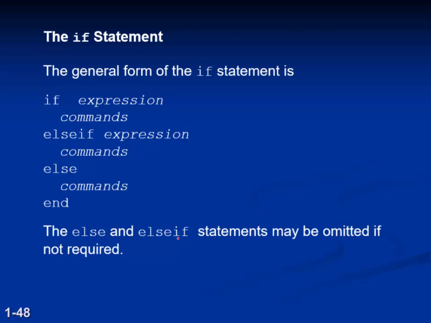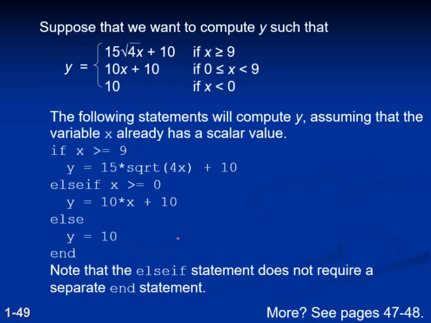So again, suppose you want to compute a function, and you've got 3 formulas, and this is a good one right here. We're just going to say greater than 9, we use one formula. Between 9 and 0, we use another formula. If it's less than 0, we want another formula. So I'm going to go ahead and show how this is done, and I'm going to let you finish up with this one.